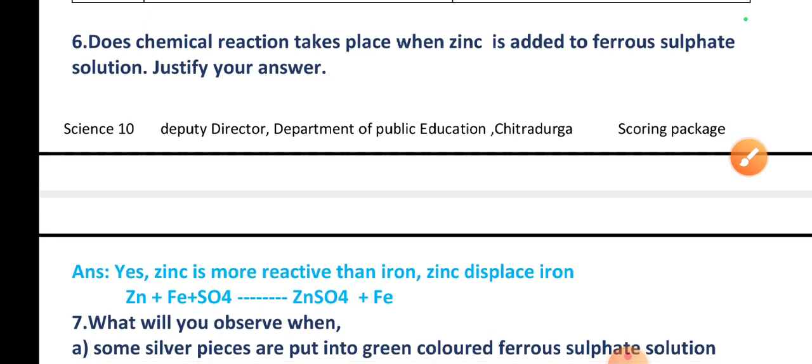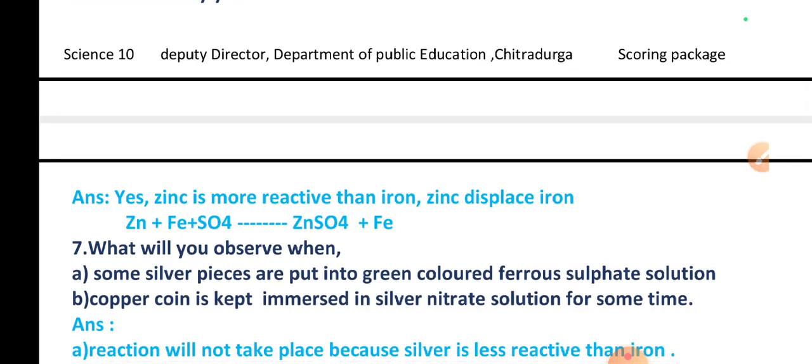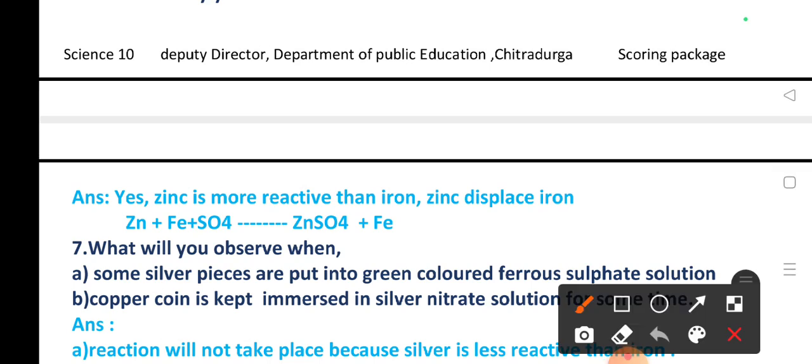Does a chemical reaction take place when zinc is added to ferrous sulfate solution? Justify your answer. Yes, because zinc is more reactive than iron. Zinc displaces iron.